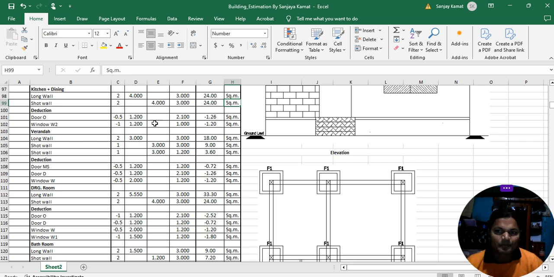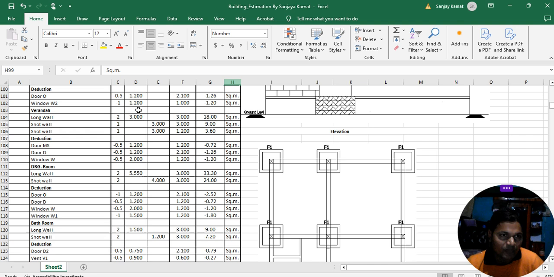We'll take the minus 1, and then this will be the 1.200 meter. Length will be 1.200 meter, and breadth will be how much? Thickness will be 1 meter. Now after multiplying this, how much will we get? 1 point minus 1.20 square meter.